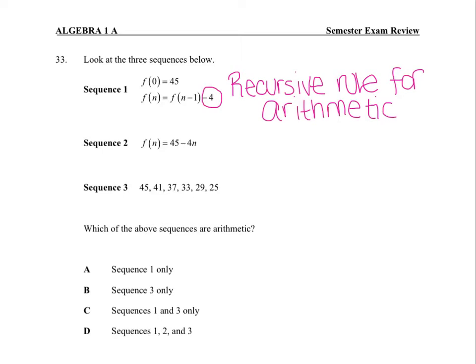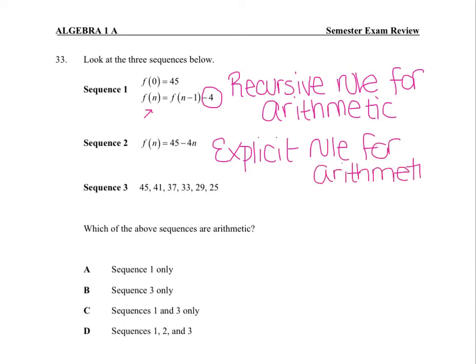For sequence 2, we have 45 minus 4n. If we look at our sequence 1, we have our starting amount right here and our common difference of negative 4. So starting amount and then the common difference times n. So this is going to be our explicit rule for arithmetic. So we know that sequence 1 and sequence 2 are both arithmetic sequences.